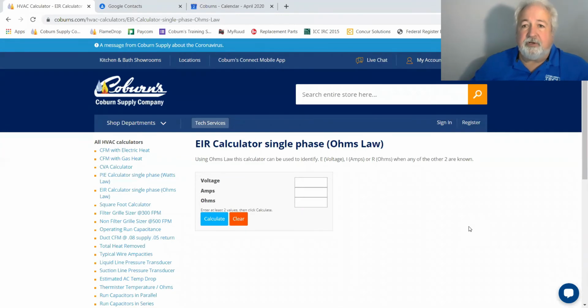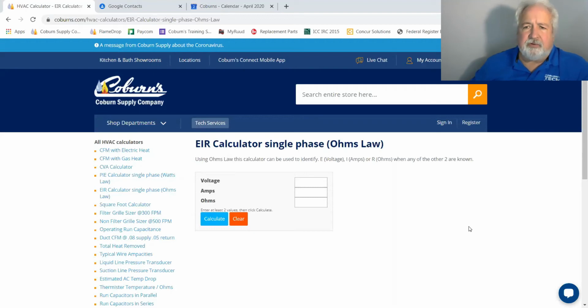So voltage divided by amperage gives me resistance or ohms. Voltage divided by resistance or ohms will give me amperage, and amperage times ohms gives me voltage. So we can throw any of those two into the calculator.